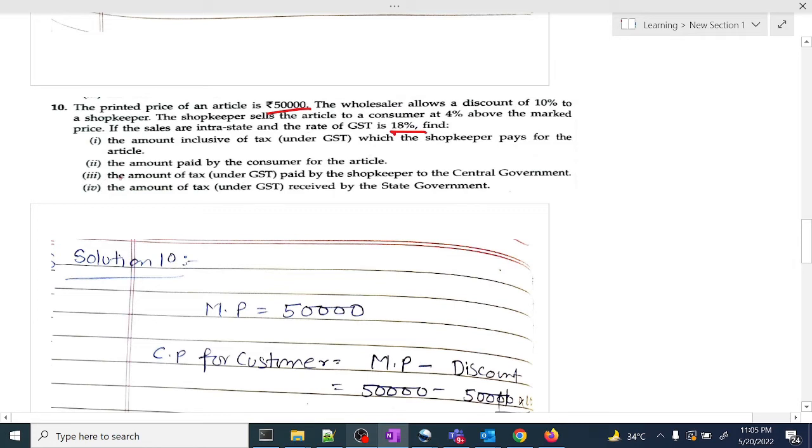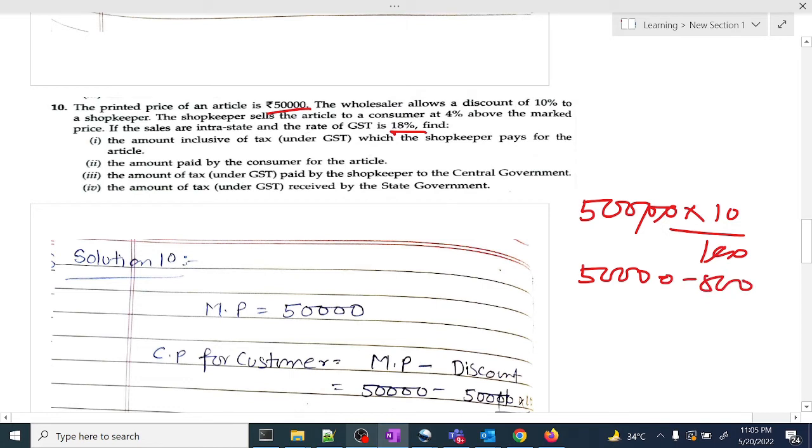So the first statement asks for the amount, inclusive of tax, which the shopkeeper pays for the article. The amount which the shopkeeper is paying, right? So the mark price is 50,000. The shopkeeper is getting a discount of 10%, so he's getting a discount of 5,000 rupees. So 50,000 minus 5,000 is 45,000. He's asking the amount which the shopkeeper pays.